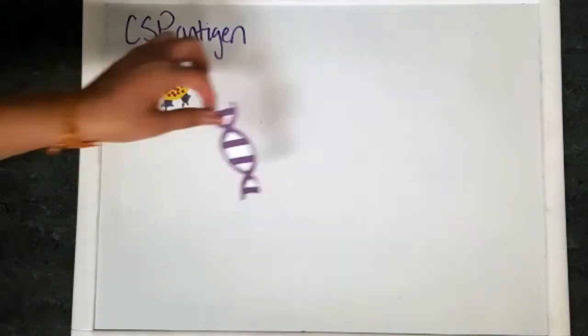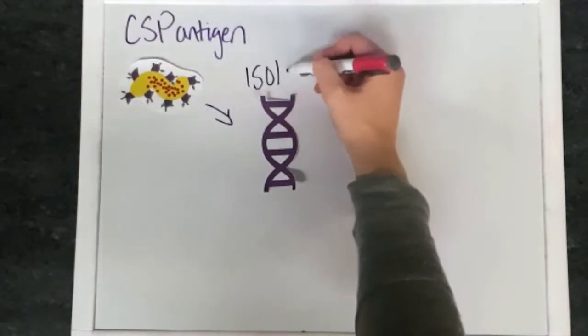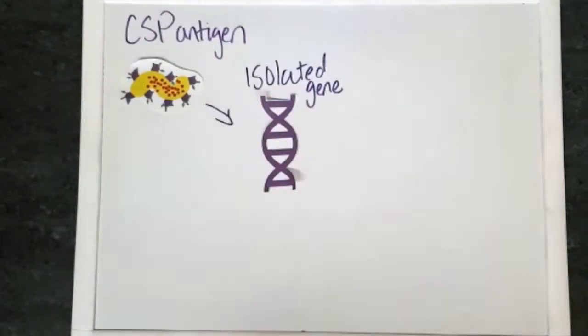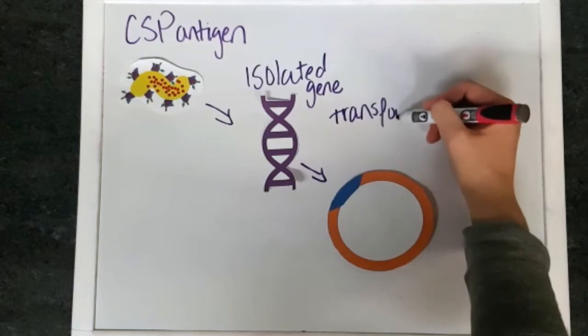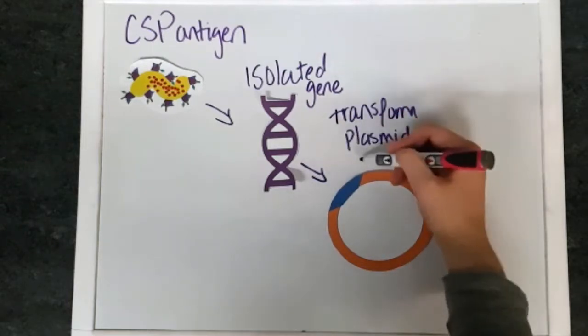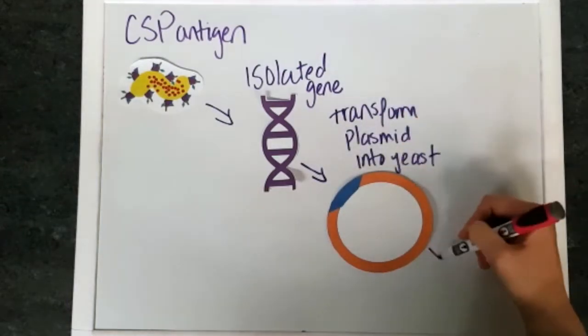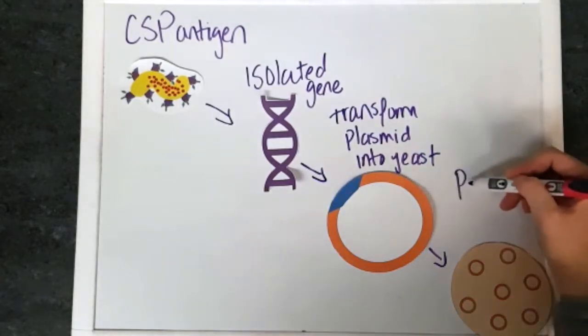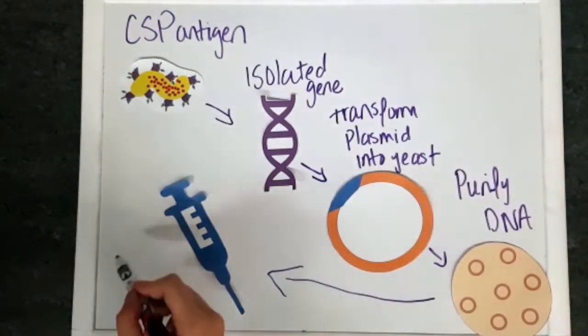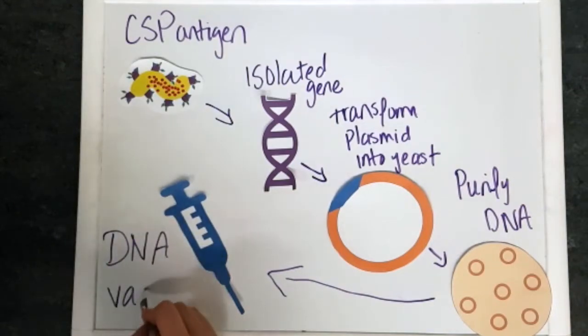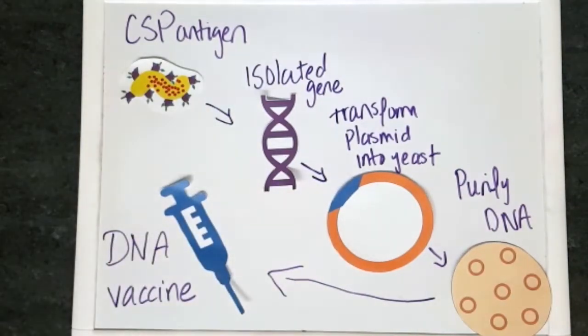The vaccine design involves isolating the gene encoding the circumsporozoite protein. We will then insert this gene into the plasmid DNA and transform the yeast with the plasmid. Lastly, we purify the DNA plasmids carrying the circumsporozoite protein gene. When the gene is provided in the body, the circumsporozoite protein will be made and the immune response will be elicited.